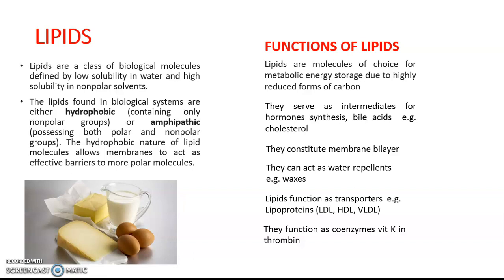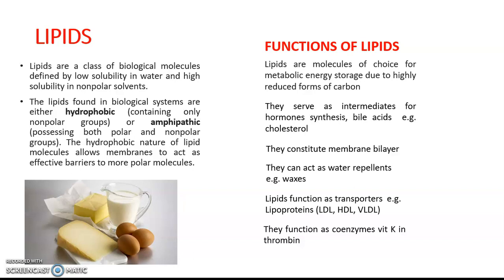Now the lipids found in the biological system are either hydrophobic in nature, that's water-hating, containing only non-polar groups, or amphipathic, possessing both polar and non-polar properties. The hydrophobic nature of lipid molecules allows membranes to act as effective barriers to more polar molecules. The membrane bilayer, which is made up of phospholipids, is less permeable to more polar molecules, so there is need to have transporters for those molecules into the cell. That's why we have transporters in cell membranes.